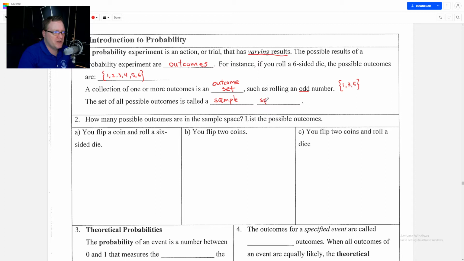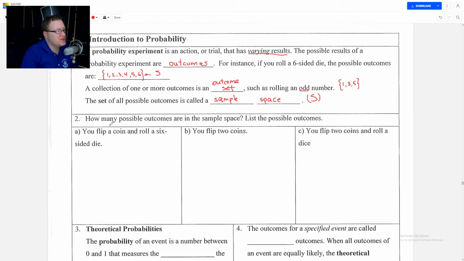And usually, we will often write the sample space as an S. So S is what we call the sample space. So, for example, when we wrote all the possible outcomes for rolling a 6-sided die, this right here, we could say that this is S. This is the sample space for rolling a 6-sided die.